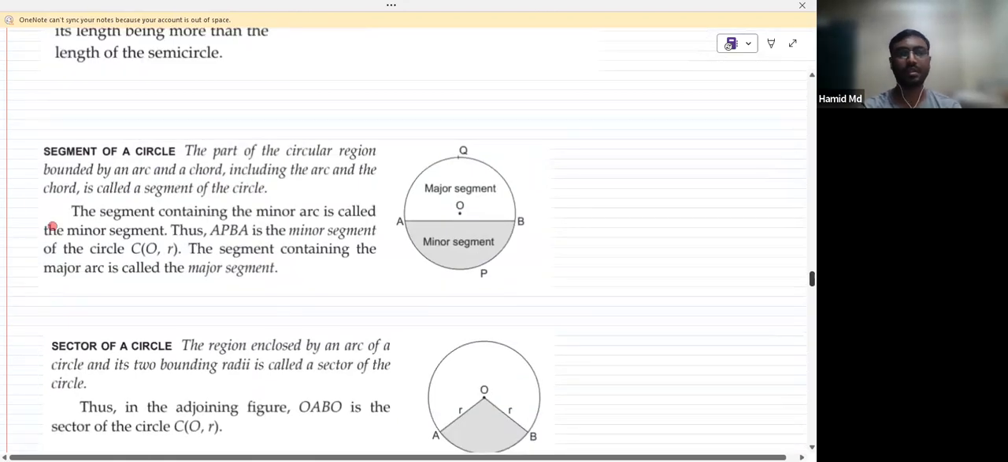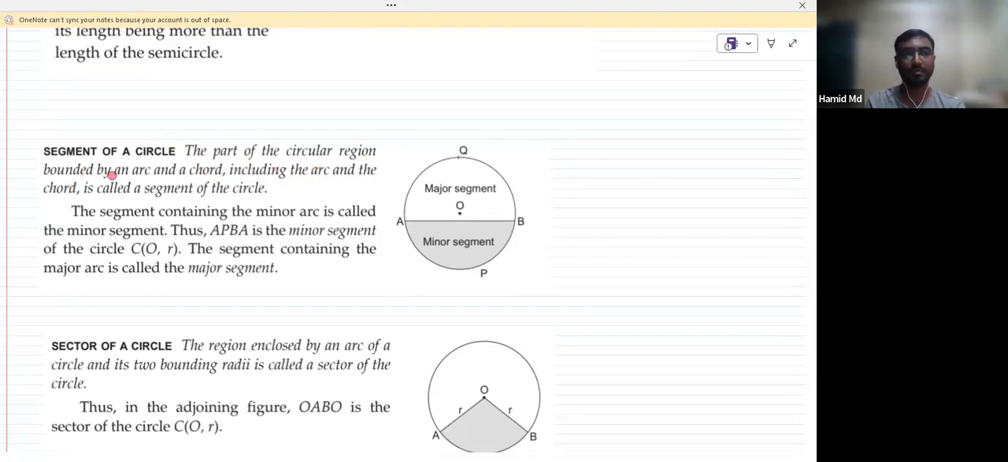Now the point is to define the segment. The part of the circular region bounded by the arc and chord, including the arc and the chord, is called the segment of the circle. See, this is the arc length, and this is the chord. A and B is the chord. So the area within these lines will be either a minor segment or a major segment. If you find that its area is smaller than the other one, you will say it is the minor, otherwise the other will be major.